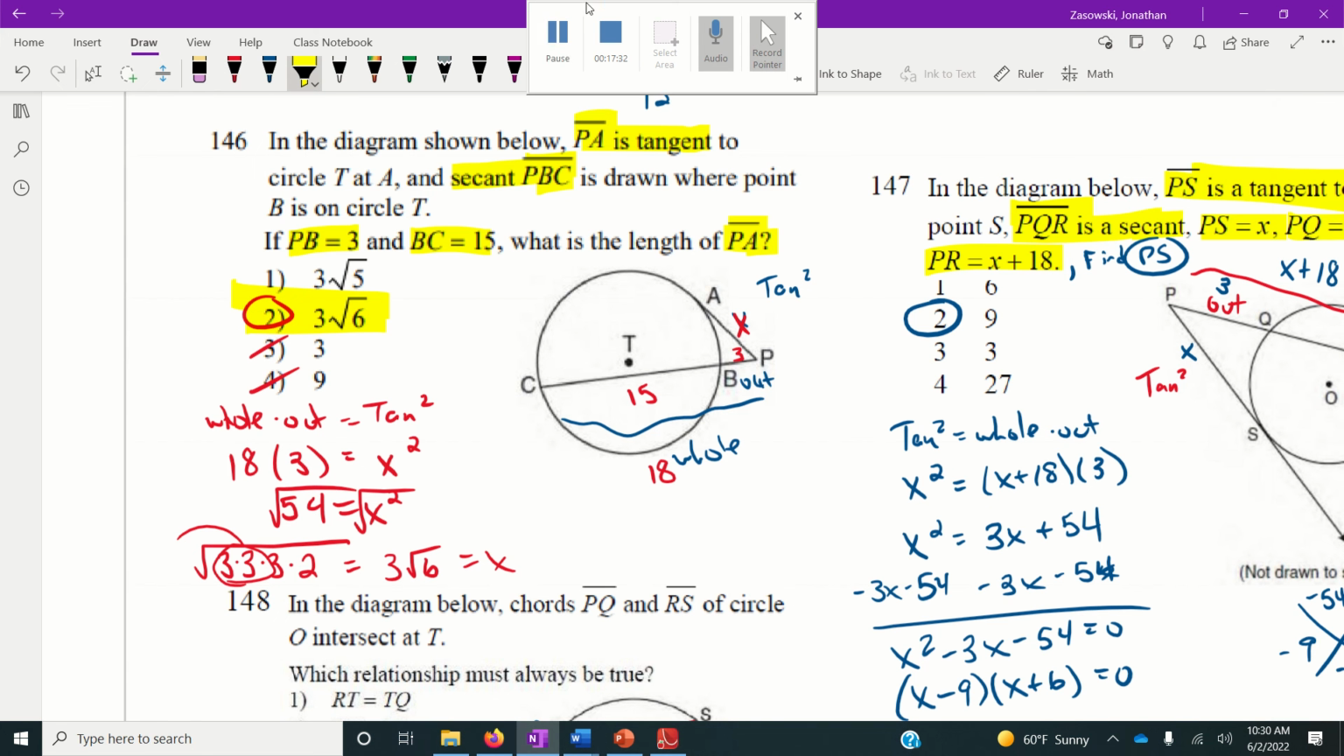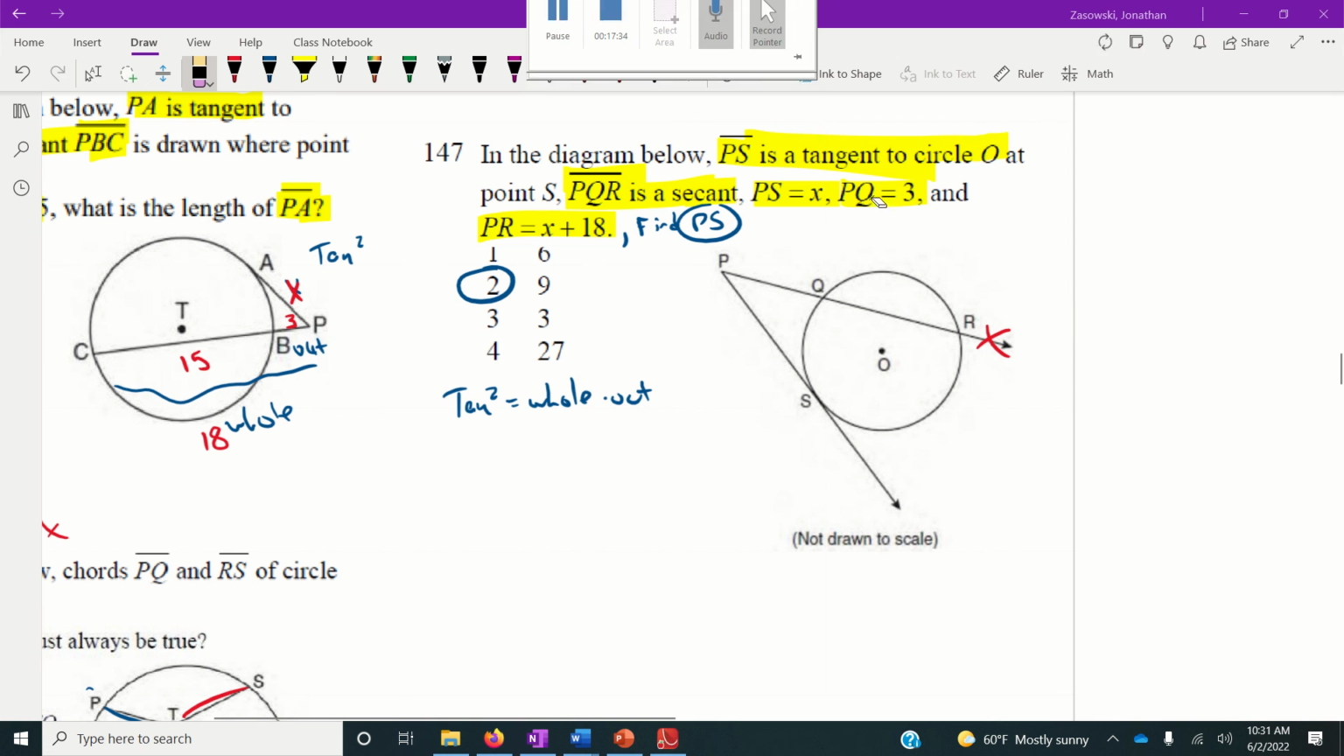All right, 147 is next. Okay, so for 147, we have PS, which is tangent to the circle. PQR is a secant line. And then we have our segments.